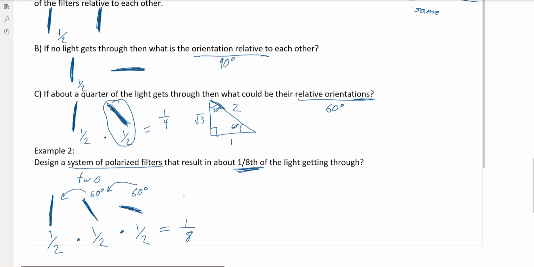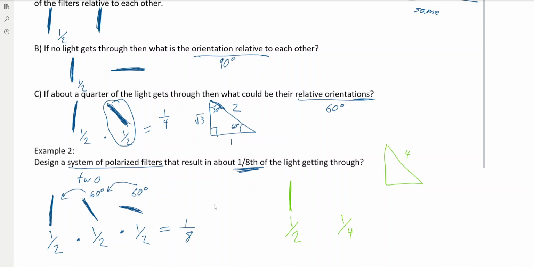All right, and you could use other amounts of filters, right? All you have to do is start with one that's 1/2, and then if you wanted to do it differently, you could get one with 1/4. And if that's what you wanted to get, then you'd have to have a triangle like this, and you'd have to find the angle in between there that would make that work.